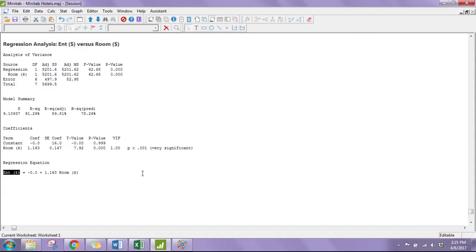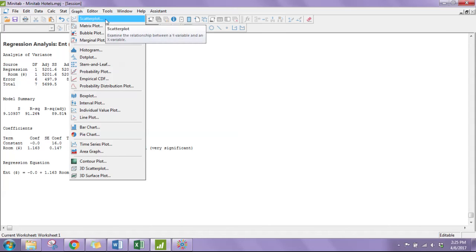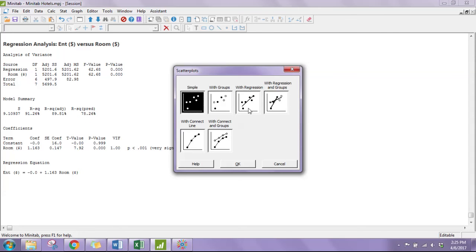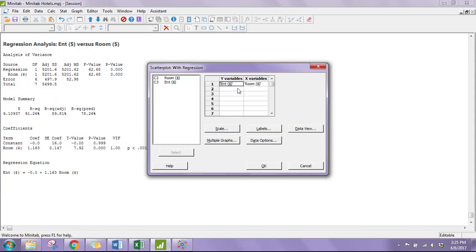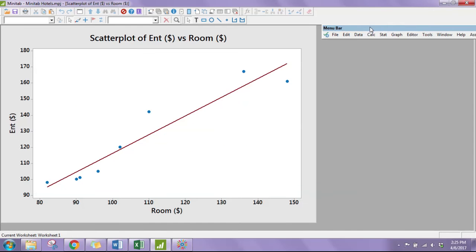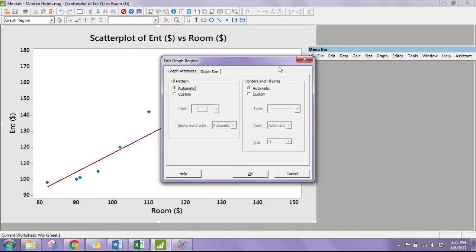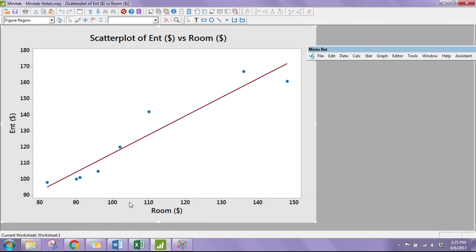Now, if you wanted to graph this, the correct type of graph is a scatter plot. And you want the one with the regression line. So here I have entered our Y variable and our X variable. And we get this. Oh, where'd it go? So we get this scatter plot. So here we see our predictor variable, our X, our predicted variable. We have all of our data points, and here is our regression line.